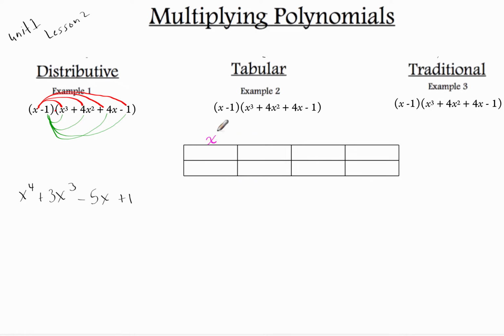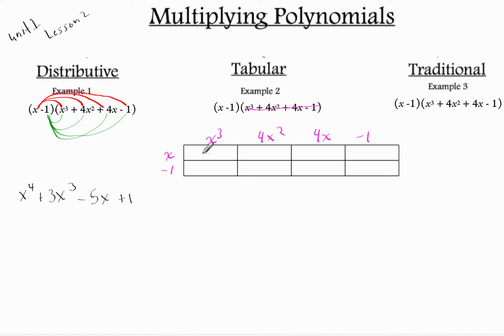Here, I'll write x cubed, 4x squared, 4x, and minus 1. See, I took each term and gave it a column. Then this x and this minus 1, I will put here in rows. And then I will do each cell.